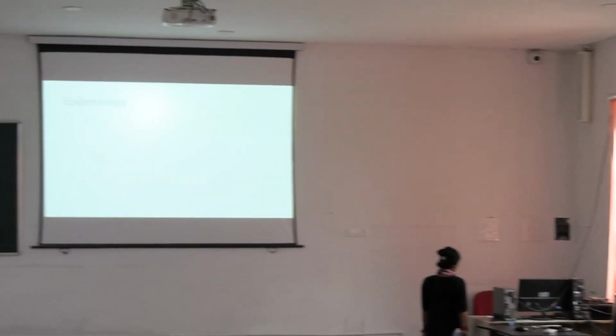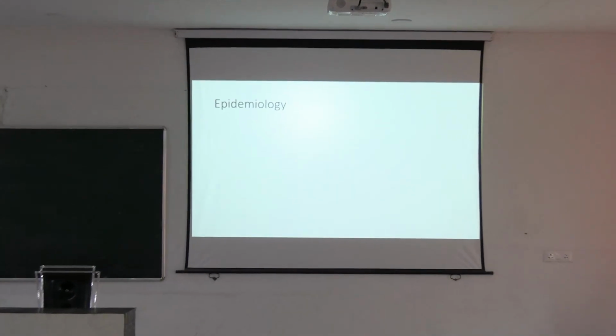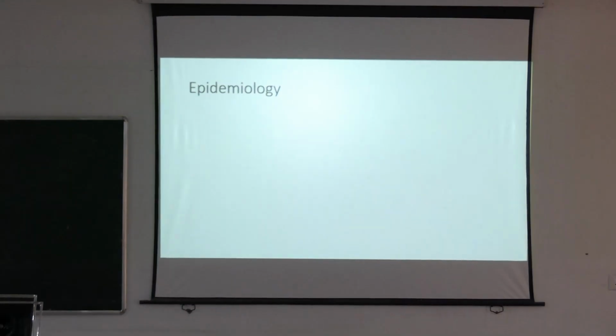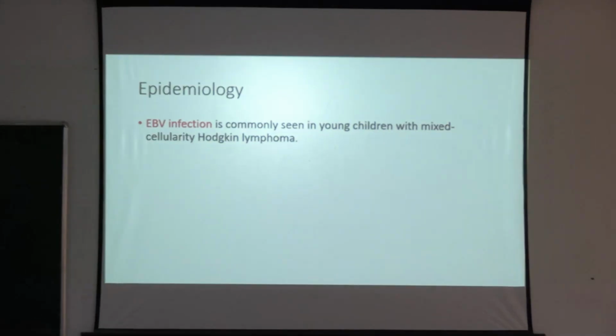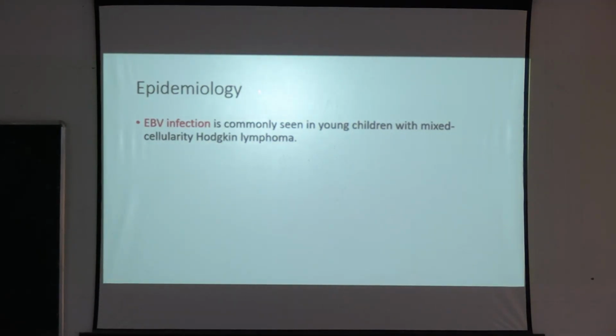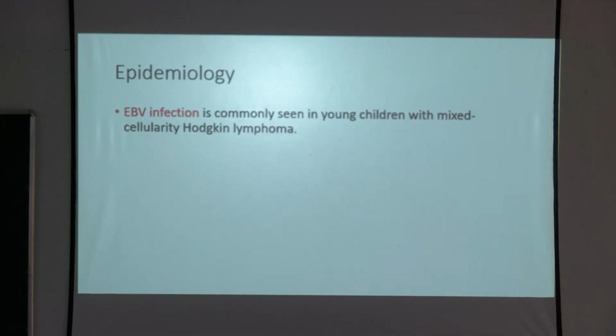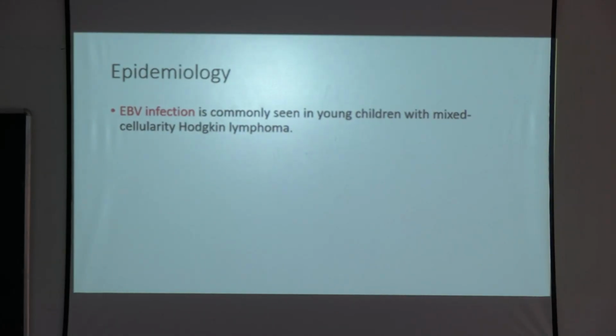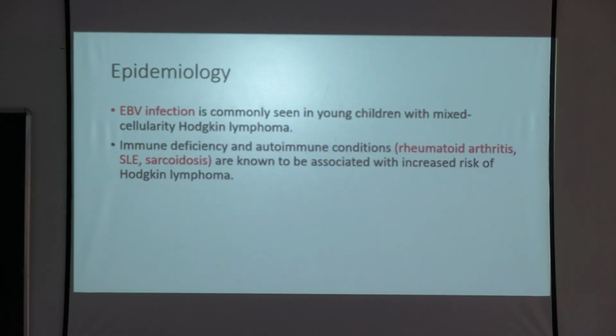What is one common viral cause of Hodgkin's lymphoma? Epstein-Barr virus. কোন টাইপটা হয় বলতে পারবি? Very good, very good. So EBV infection is commonly seen in young children and most common is mixed cellularity Hodgkin's lymphoma. There are other diseases like rheumatoid arthritis, SLE, sarcoidosis that are known to be associated with Hodgkin's lymphoma.